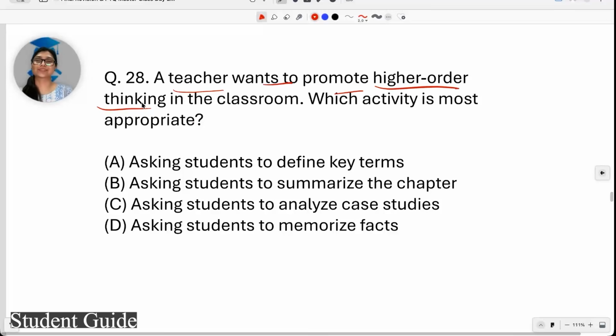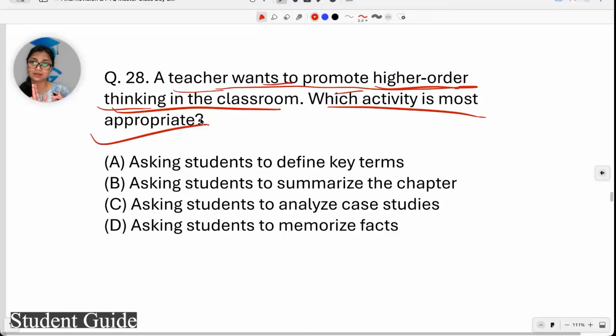Okay, we have discussed this question in our discussion class. As the question is asking, a teacher wants to promote higher order thinking in the classroom. Which activity is most appropriate? In this particular question, you quickly check the options.